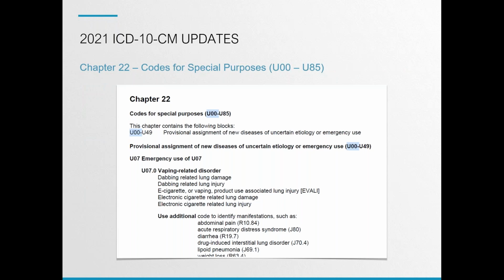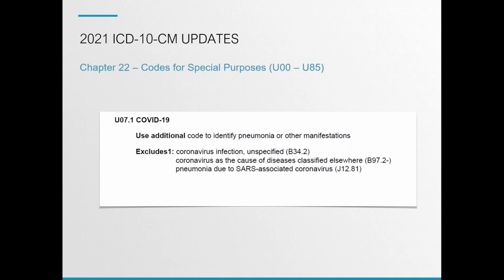Chapter 22, last but not least, is the addition of a new chapter in ICD-10 to capture codes for special circumstances. And this new chapter has two codes, and you can see this is relating to vaping and COVID-19. And this slide lists the code for COVID-19.